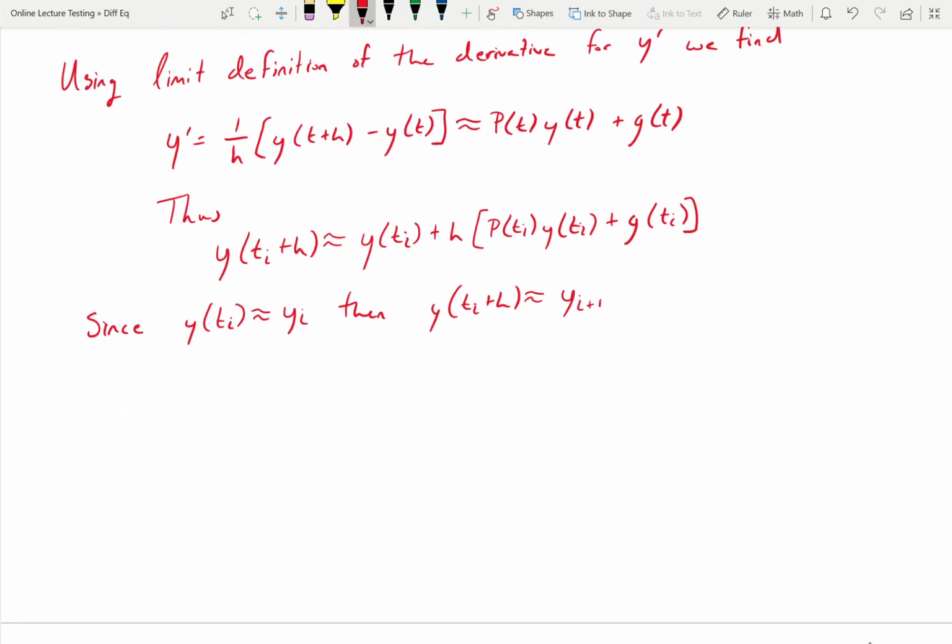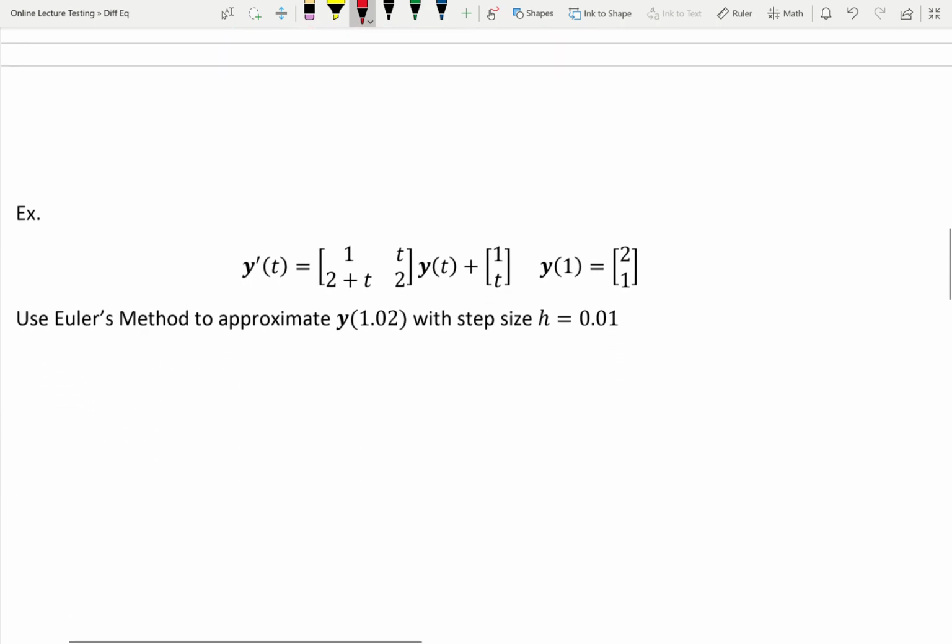We can truncate this down, saying y sub i plus 1, our next value, is equal to y sub i plus h times P of t sub i, y sub i, the previous values or initial values, plus g of t sub i. Again, we're using the previous values in this linearization technique on this system. No better way to do this than to look at a particular example. I'm just going to do one example because this is a very straightforward process. There's not much with this section, so that's the nice piece.